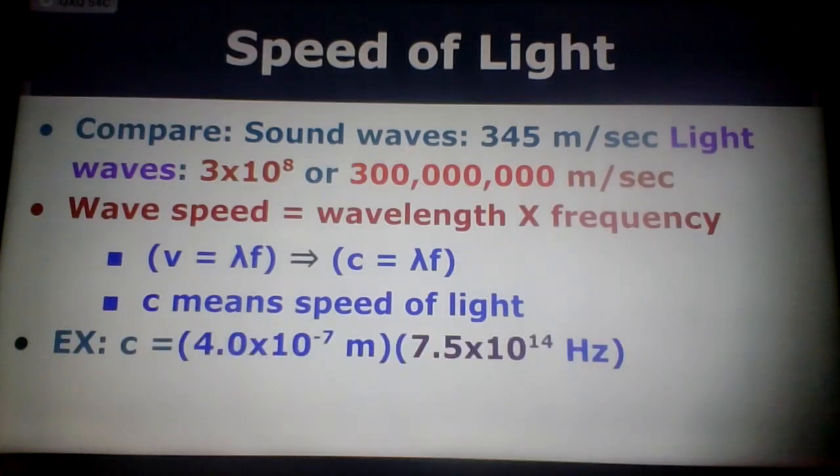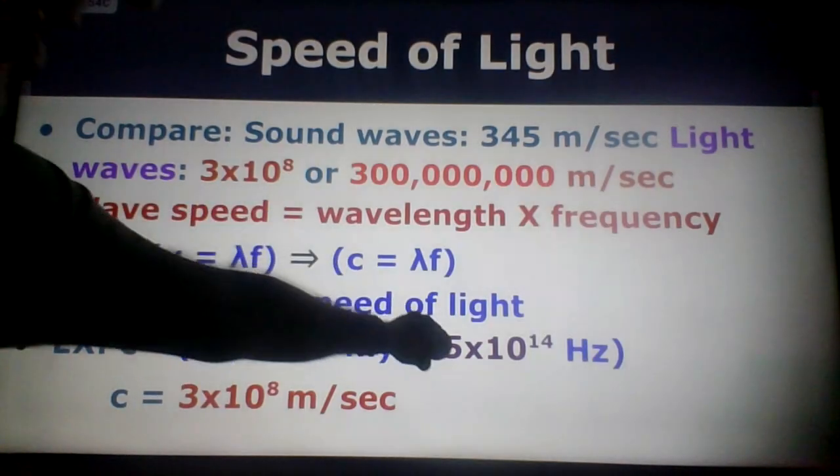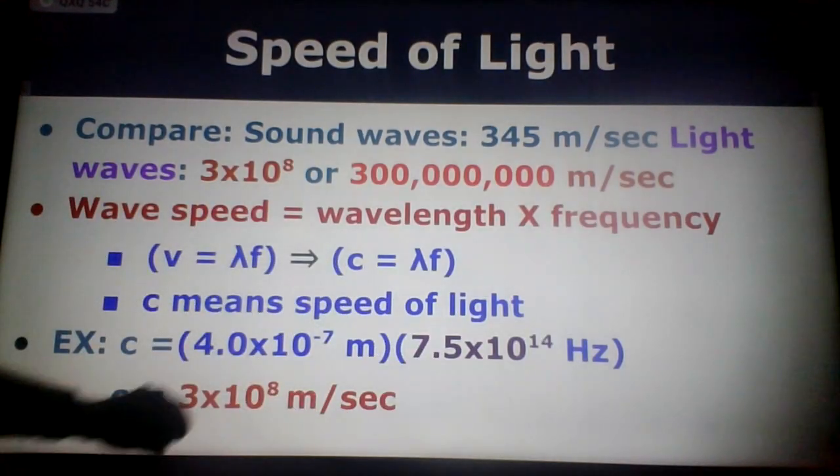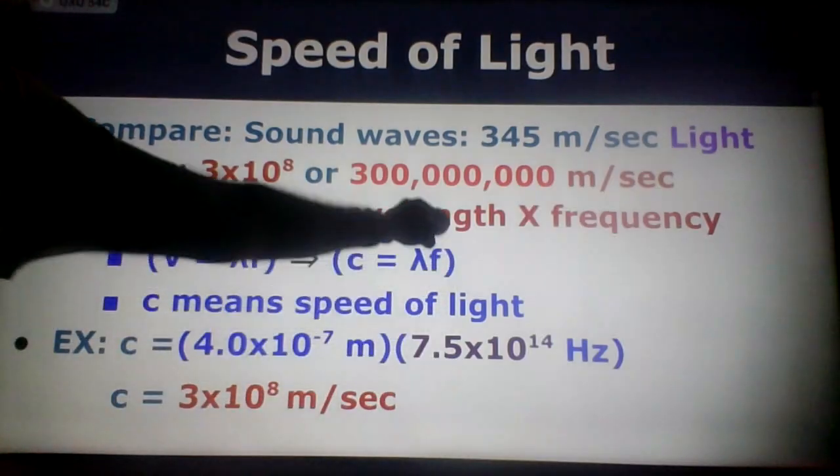Here's an example. Blue light with a wavelength of 4 times 10 to the negative 7th meters and a frequency of 7.5 times 10 to the 14th hertz. Multiply those two together, you're going to get 3 times 10 to the 8th meters per second. Now, the thing is, all light waves under the same conditions will have the same speed. And that mathematically shows us that if we increase the wavelength, make this higher, then the frequency has to go down, or the other way around. If the wavelength is smaller, the frequency is going to be higher.